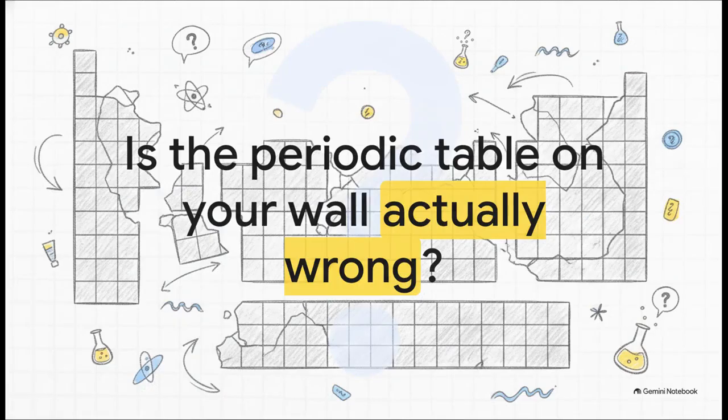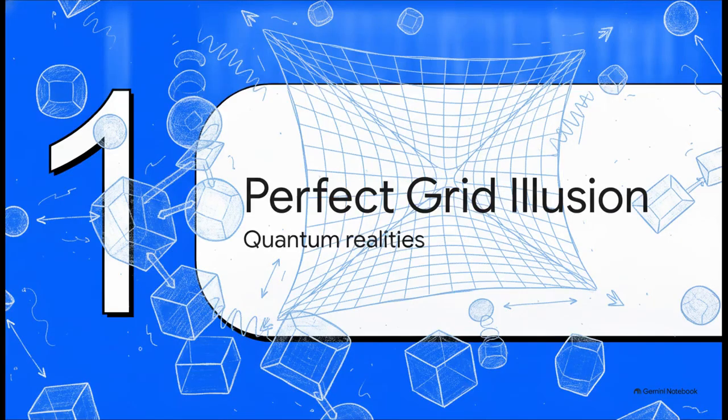Because right off the bat, we have to ask a genuinely shocking question. What if that rigid, perfect grid you've been staring at during chemistry class is actually riddled with compromises and intense scientific debates? I mean, it looks like this definitive, flawless map of the universe, but the reality is significantly more complex. Let's dive straight into part 1, the illusion of the perfect grid.